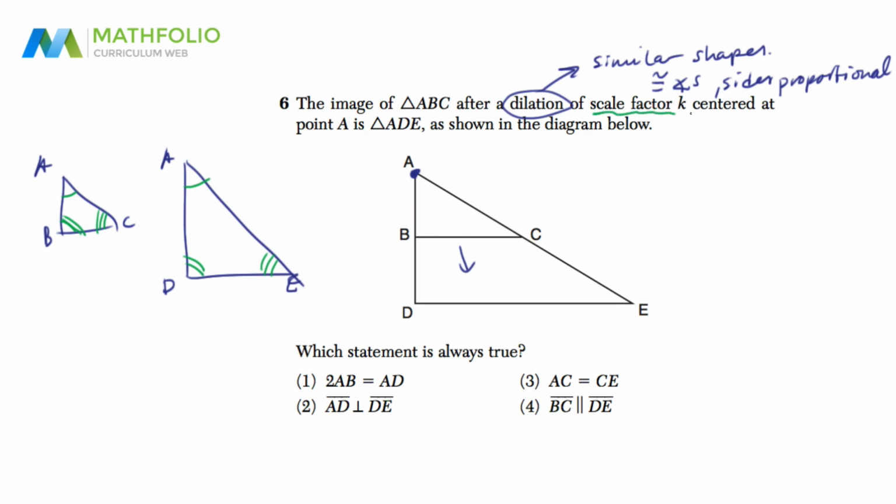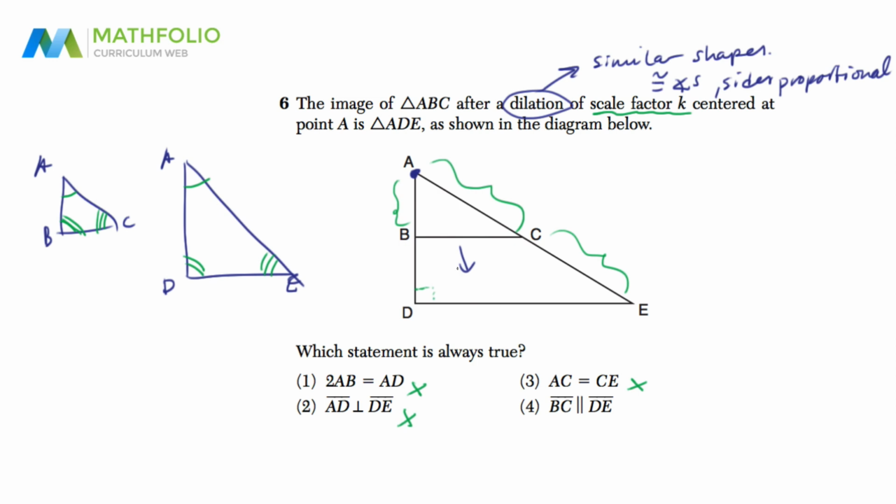Say scale factor of k, so we don't know that we doubled it, but here it's saying 2 times AB, 2 times this distance is AD. Well, we don't know that's true unless the scale factor is 2. Next, AD is perpendicular to DE. Well, that would be true if this is 90 degrees, but we don't know it. Next, AC, A through C is right here, equals CE. Well, again, we don't know that unless we're told the scale factor is 2. So it must be the last one, but let's take a look at what it's saying.